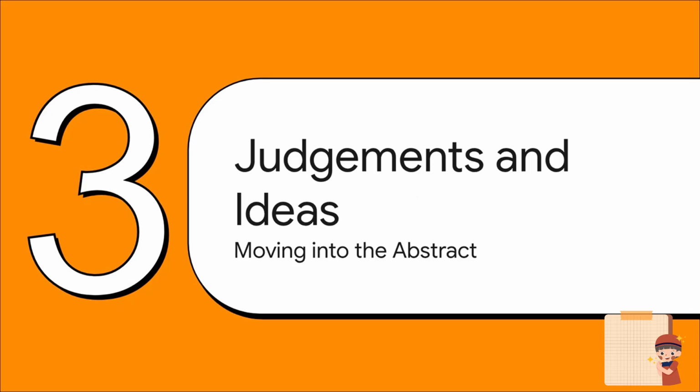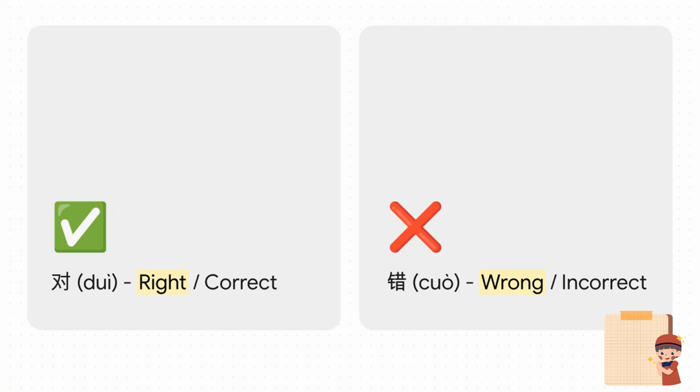Okay, so now that we can describe the physical world and our own experiences, let's take this whole concept one step further. Let's move into the world of abstract ideas and judgments. Let's start with a really big one, correctness. Is an answer on a test correct or incorrect? It's either 对, which means right, or 错, wrong. This is an absolutely fundamental pair for just about any conversation.